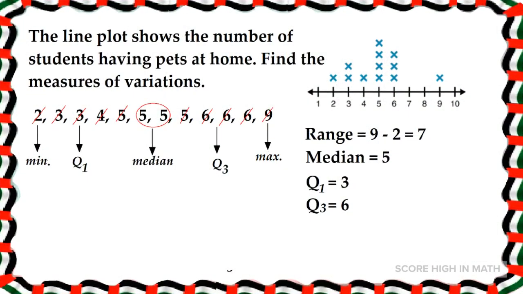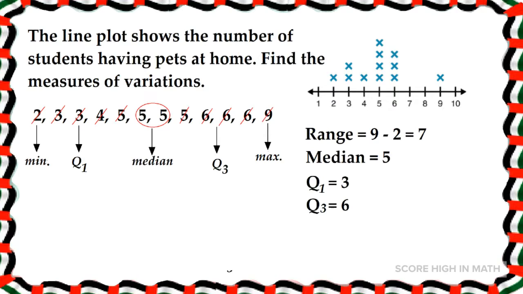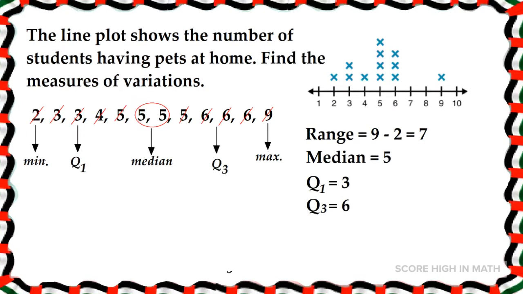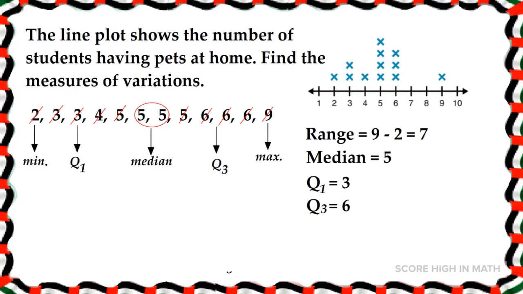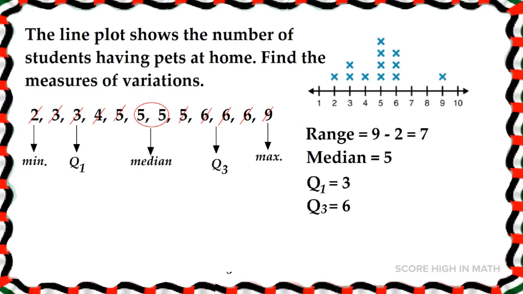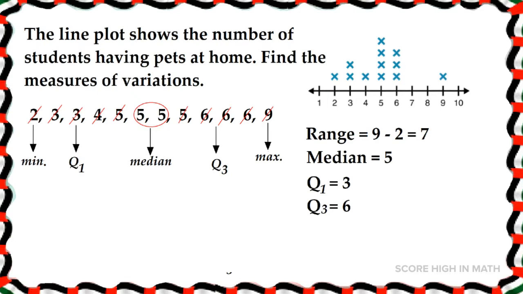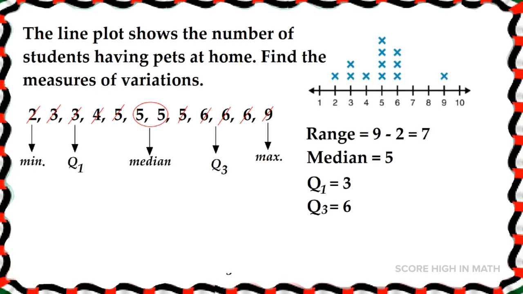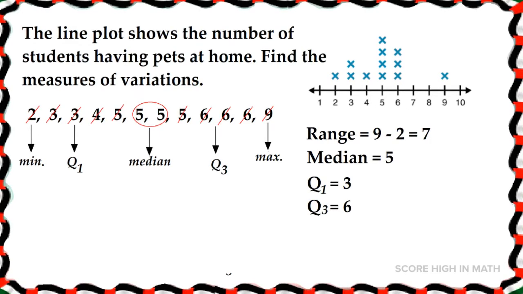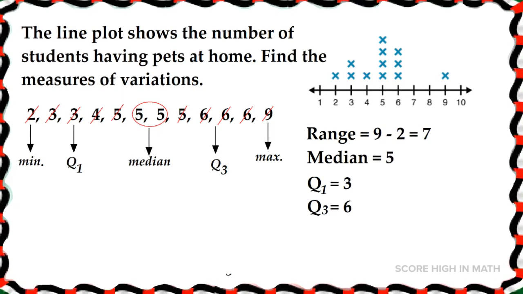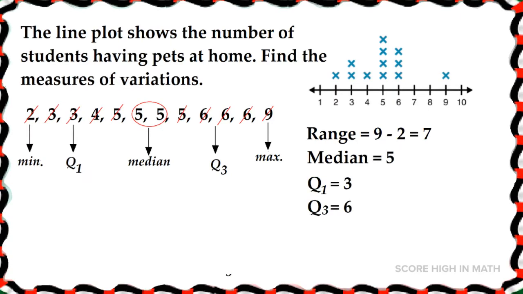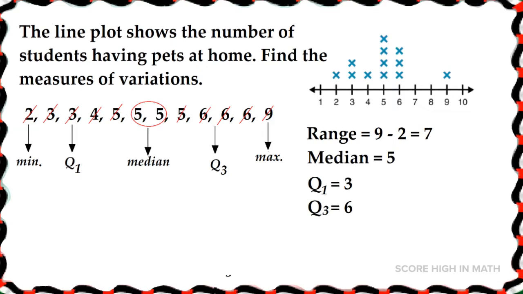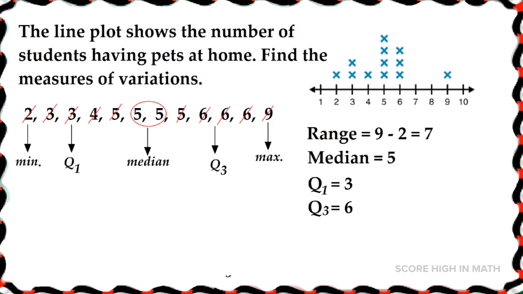Then, we can start to cut out all the numbers from both sides starting from the outside until we get into the middle number, which is 5. 5 is the median. And from minimum to median, we can get the middle number, which is the first quartile. From the median up to the maximum, we can get the middle number, which is the third quartile. Therefore, the first quartile is 3 and the third quartile is 6.